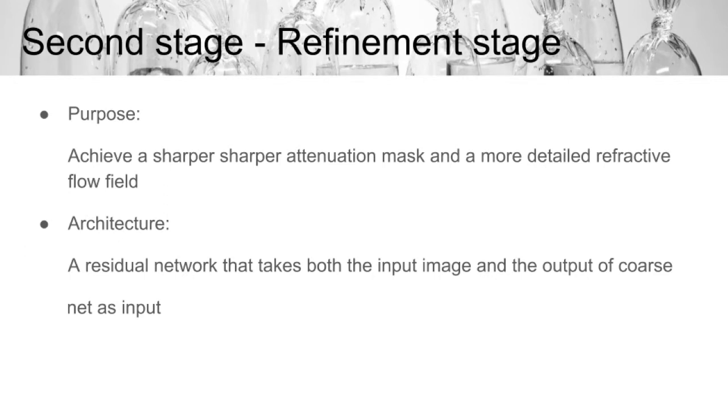The main purpose of the second stage is to achieve a sharper attenuation mask and a more detailed refractive flow field. It is a residual network that takes the input image and the output of the core stage as input.